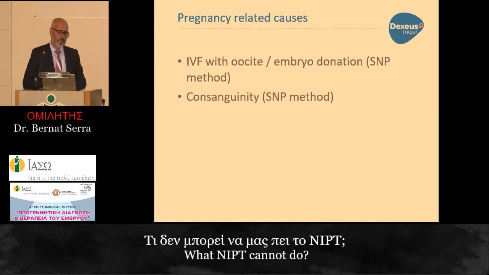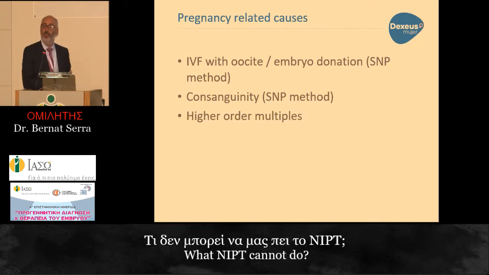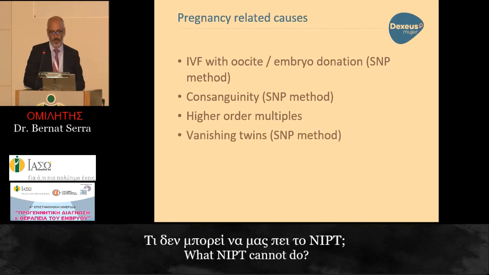Also, if there is consanguinity in the couple, mother and father will share some SNP regions, and therefore the Panorama test could not give you back a result. If you use a counting method, there is no problem. In higher order multiples, you can use neither counting nor SNP-based methods. With twin pregnancies, you can use these tests, but the sensitivity is lower than in singletons, as you will see in one of my last slides.